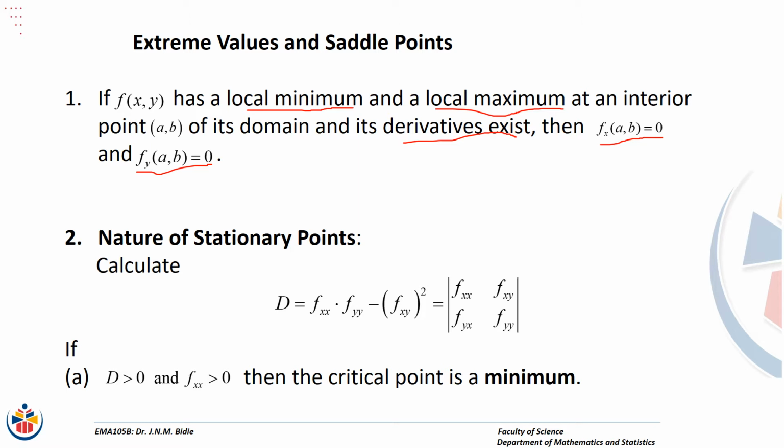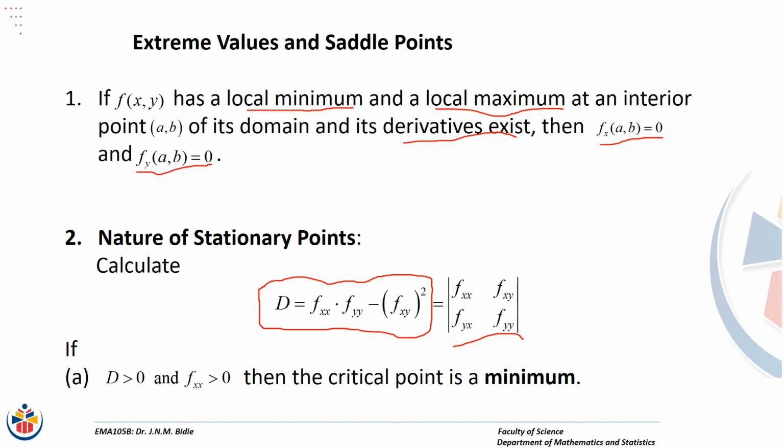What we do is to calculate. It's either you use fxx times fyy minus the mixed derivative squared, or you use the determinant, making sure that the first row is fxx, fxy, and the second row is fyx and fyy. Remember, fxy and fyx are equal according to Clairaut's theorem at that particular point. So now we call that determinant D.